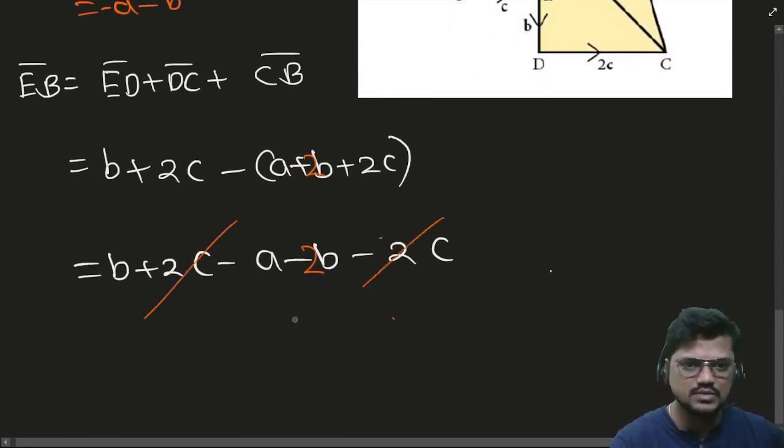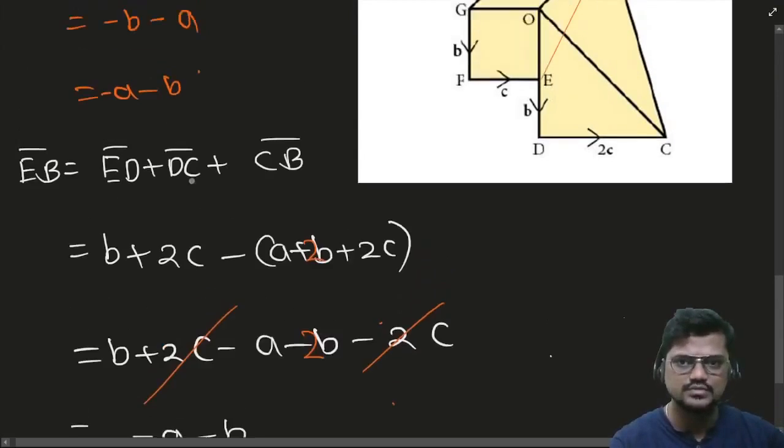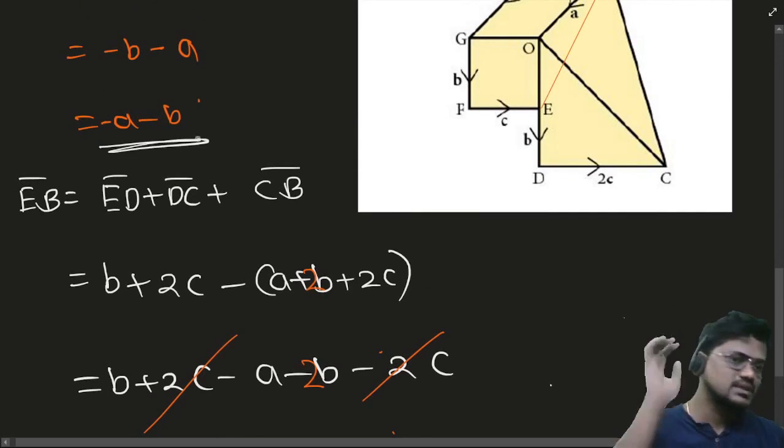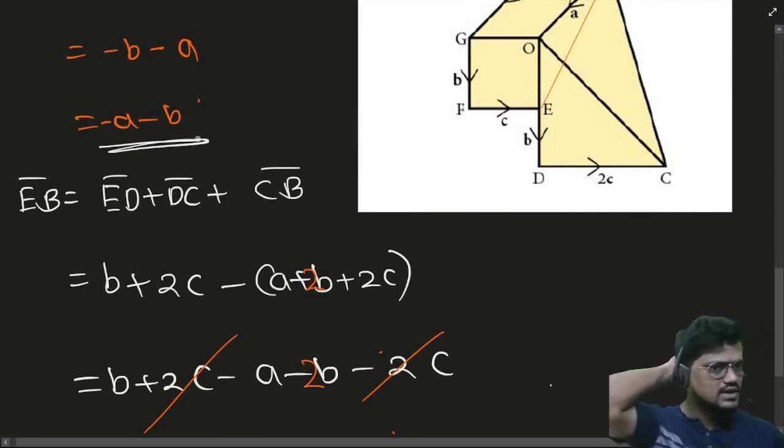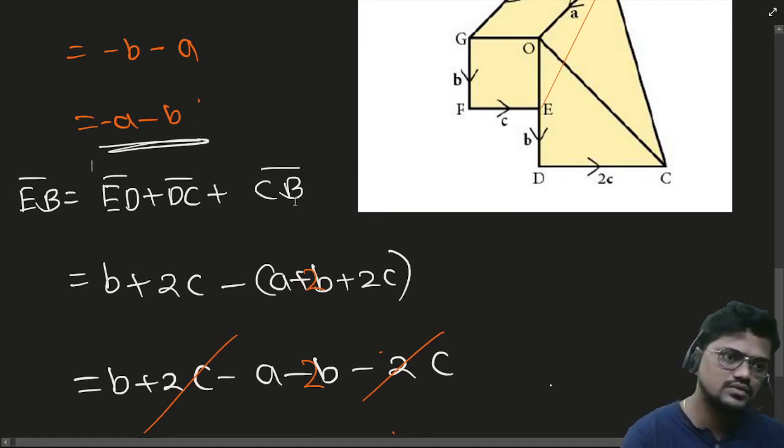So this plus 2C and minus 2C gets cancelled. This is minus A and B minus 2A is also minus B. So the same answer. You should get the same answer in both the cases. Only then we can say it is right. Clear? How to solve?